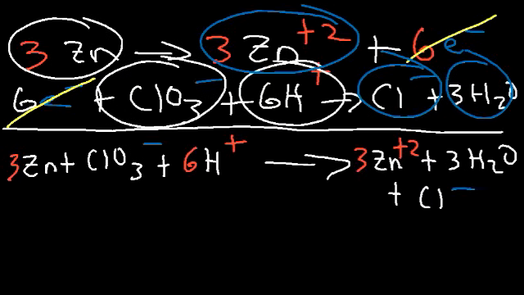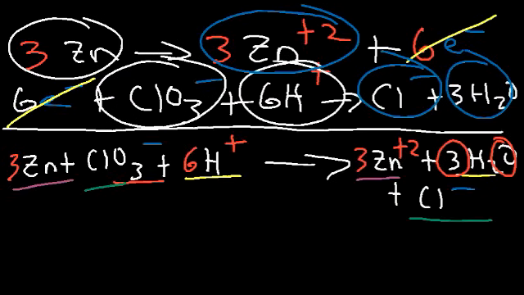So this reaction is balanced, and you can check it. We have 3 zinc atoms on both sides, 6 hydrogen atoms, 3 oxygen atoms, and 1 chlorine atom. Now the charges must balance as well.